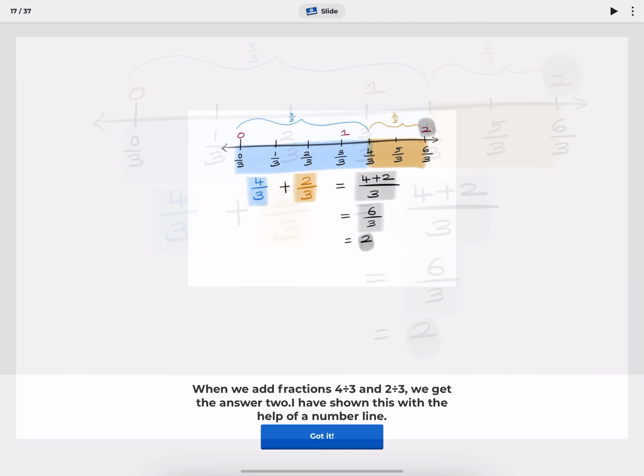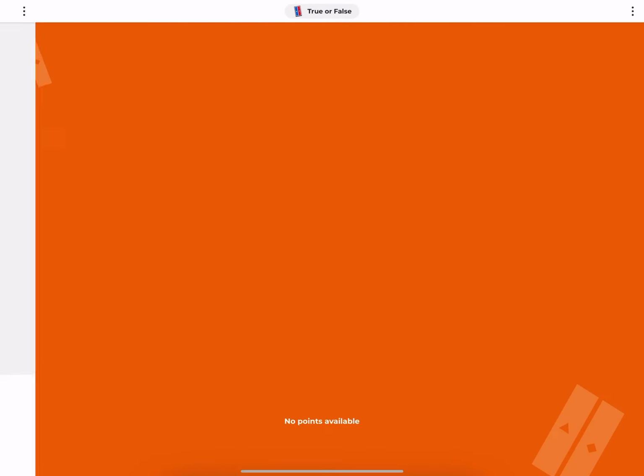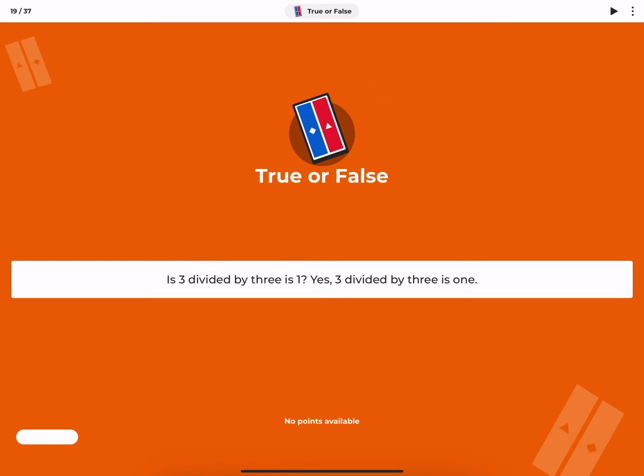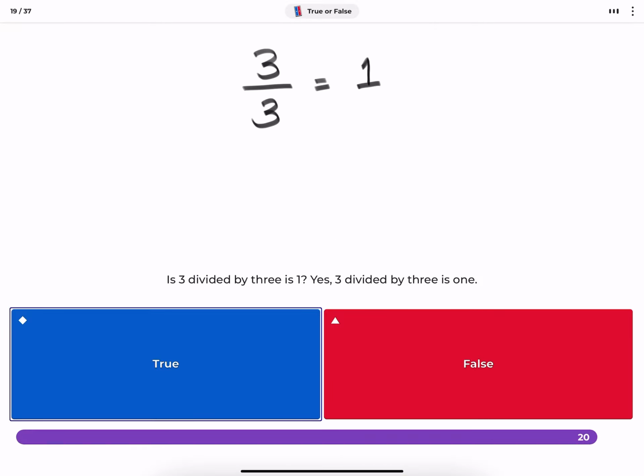In 3 divided by 3, 3 and 3 are the same numbers, and when they divide, we get 1. Then add 1 and 1 to get the answer 2. Is 3 divided by 3 is 1? Yes, 3 divided by 3 is 1. True. False.